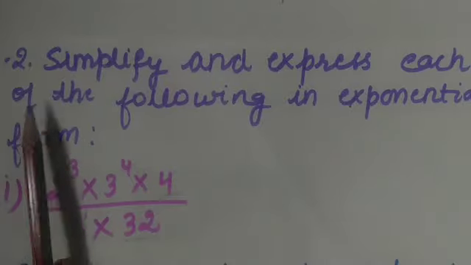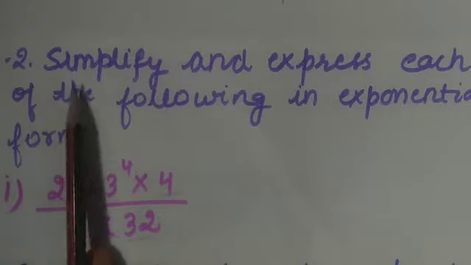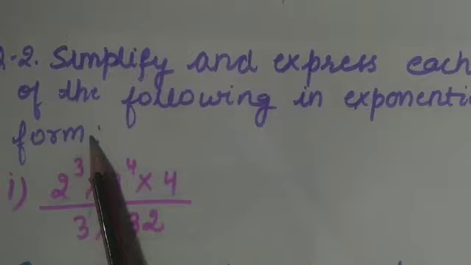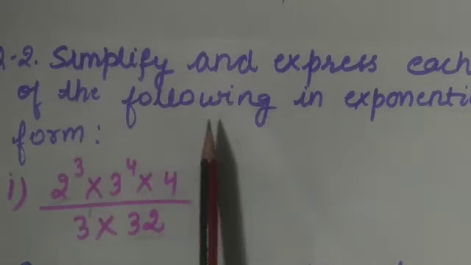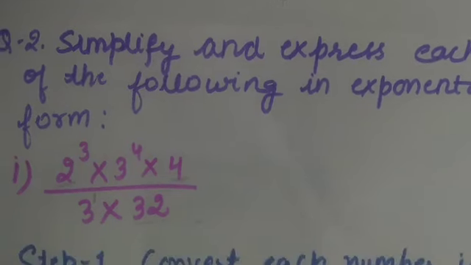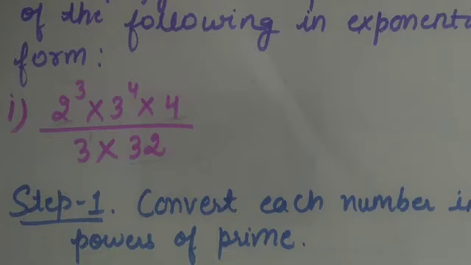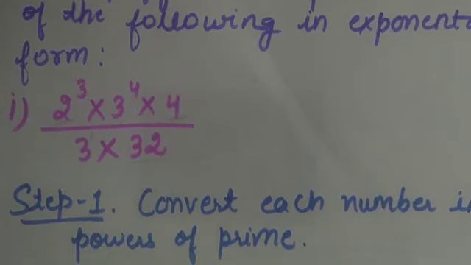Question number 2 of exercise 13.1 is simplify and express each of the followings in exponential form. We have to simplify the expression given and we have to give the answer in exponential form. I have explained part number 1 and one more part I have explained. So let us start with part number 2.